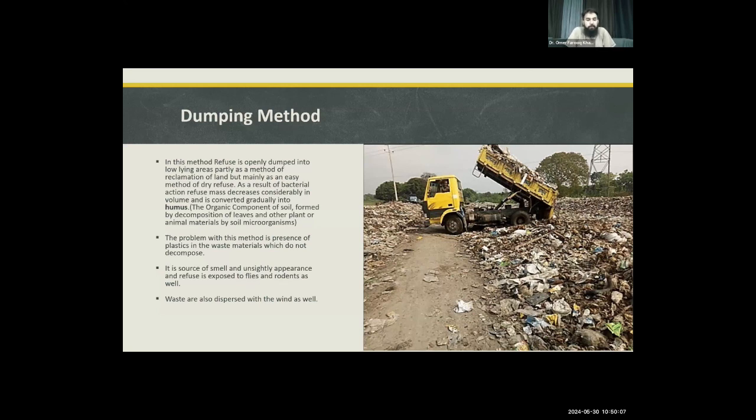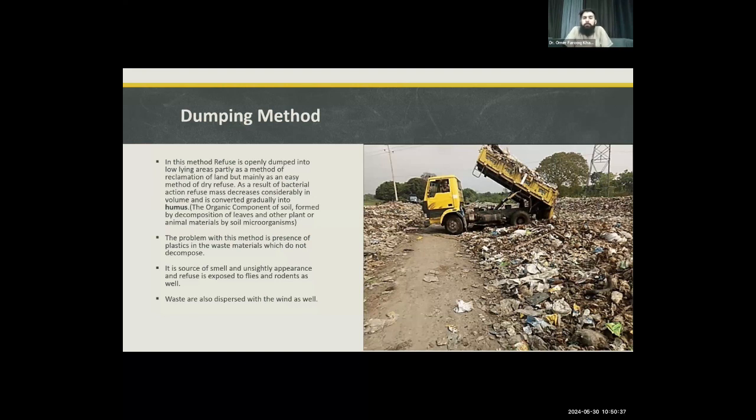So in this method, refuse is openly dumped into low-lying areas, partly as a method of reclamation of land, but mainly as an easy method of dry refuse disposal. As a result of bacterial action, refuse mass decreases considerably in volume and is converted gradually into humus, the organic component of soil, formed by decomposition of leaves and other plant or animal materials by soil organisms. So basically, humus is the decomposed organic component of soil.